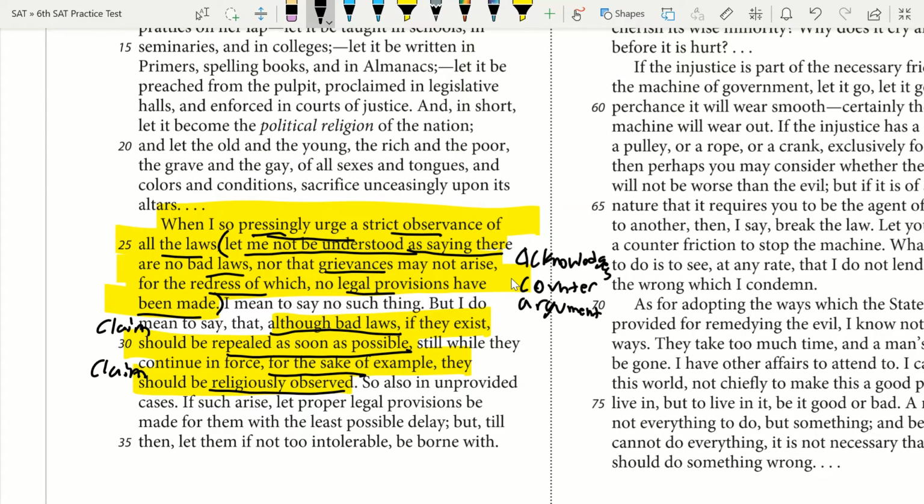I'm going to put this in blue so you can see it better. When you so pressingly urge a strict observance of all the laws, let me not be misunderstood as saying there are no bad laws. Okay, when he pressingly urges a strict obedience of the laws, he's really saying that he's advocating for a strict observance of the laws, or arguing for it. But really, I would say advocating would be my best choice.